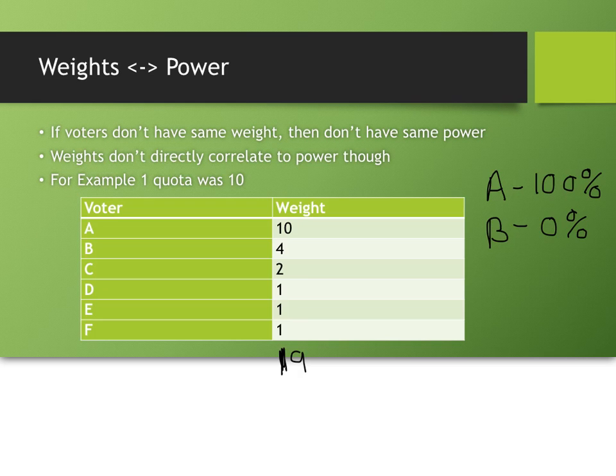Now, we have 19 votes, remember, so technically, of the votes, A has about 53% of the votes. And B has 4 out of 19 times 100, so 21% of the votes, roughly. So even though B has 21% of the votes, B doesn't really have any power. And the same thing goes for C, D, and E, and F. Even though they have a certain percentage of the votes, they don't have any power. So weights don't directly correlate to power.